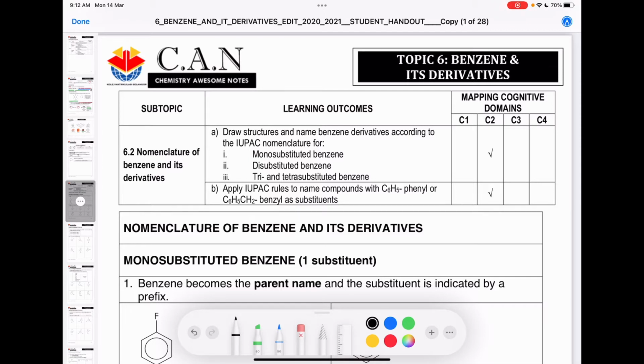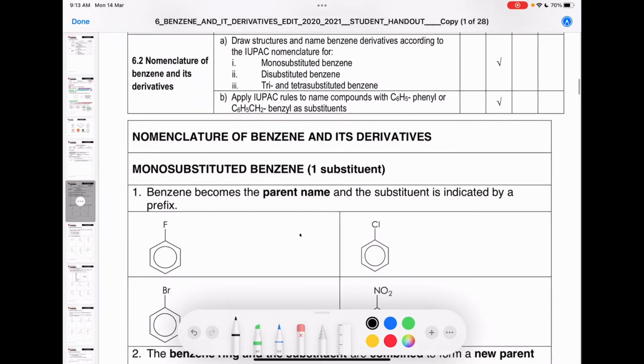So we have monosubstituted benzene, disubstituted benzene, and tri and tetra substituted benzene. Now, these three will have different ways of nomenclature, so we'll see about that later. And then for learning outcome B, by the end you have to know how to apply IUPAC rules to name compounds with phenyl or benzyl as substituent. So without wasting our time, let's proceed.